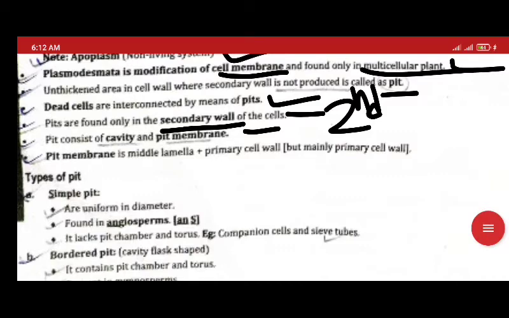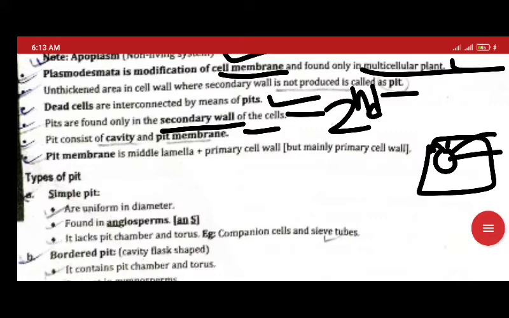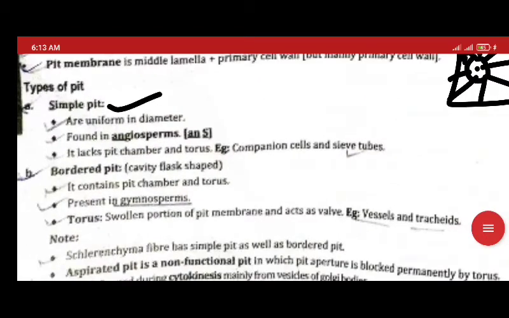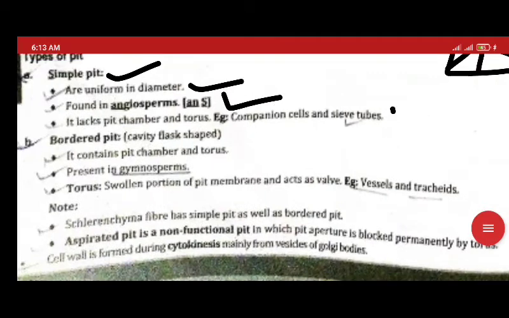So this is the cell, and this is the space. This part is rigid and non-permeable, but this part is unthickened, and substances can pass through. Now, types of pits: simple pits are uniform in diameter, found in angiosperms, for example the companion cell and sieve tube, that is of phloem.